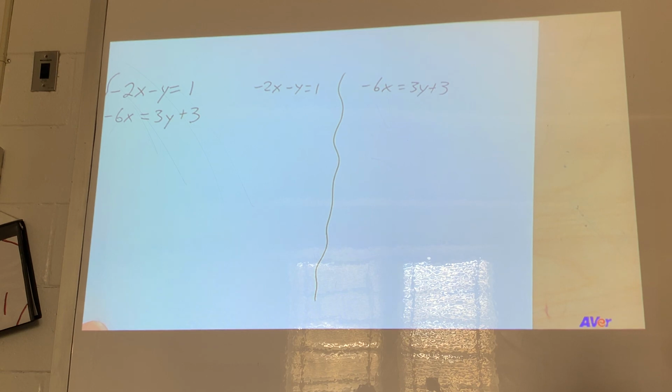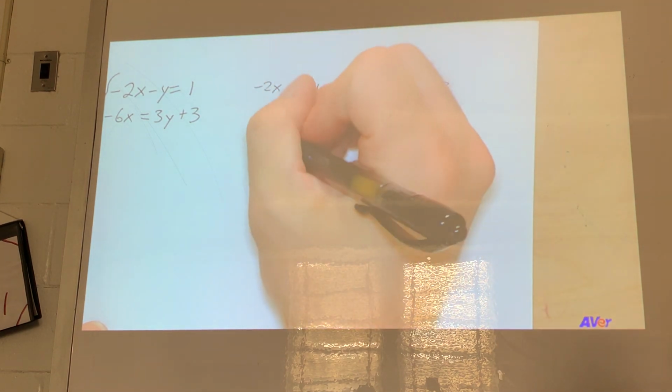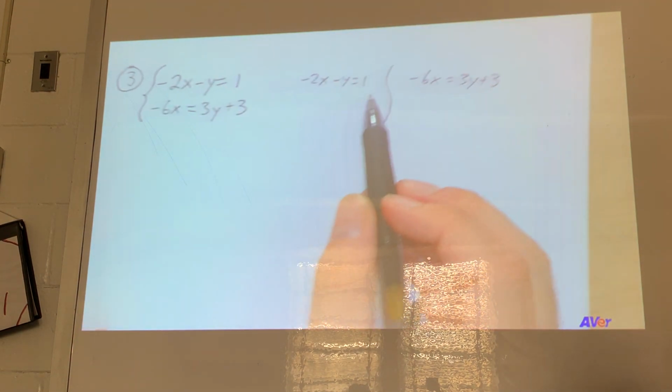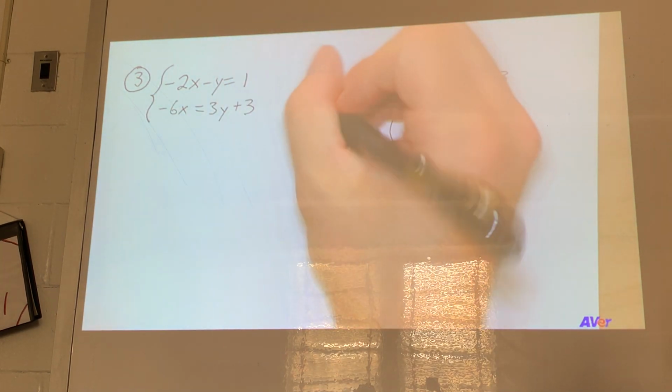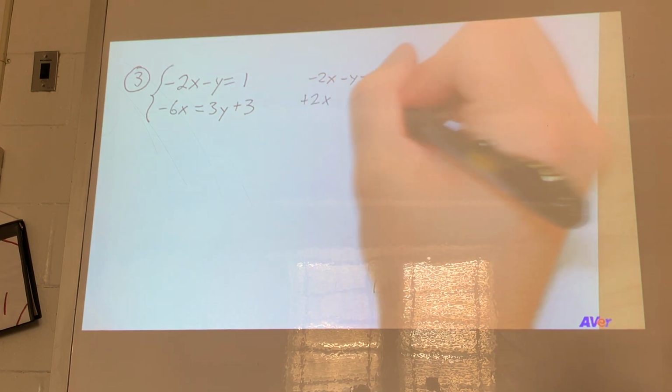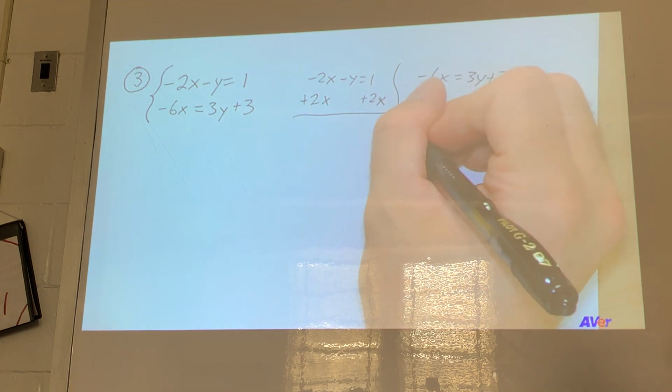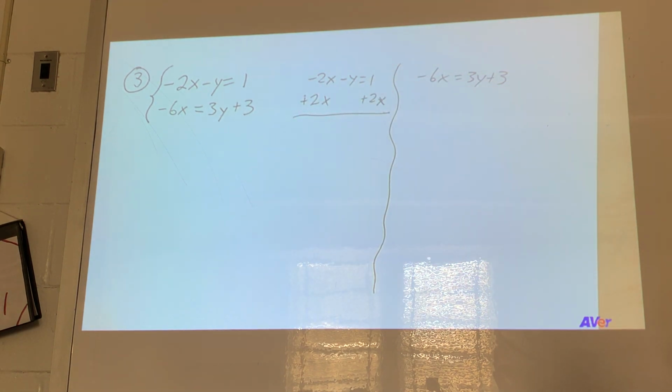What do I do first to get this isolated for y? Add 2x. Add 2x to both sides. All right. Can't slow down. We don't have time for arts and crafts. You're going to have to do that later.